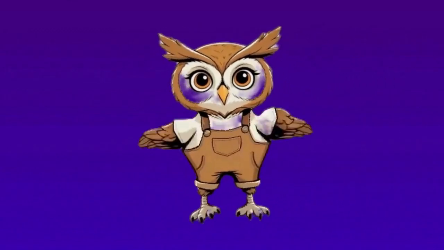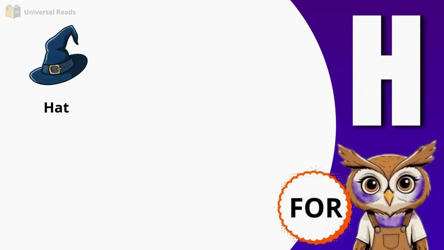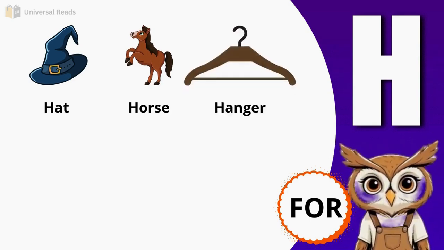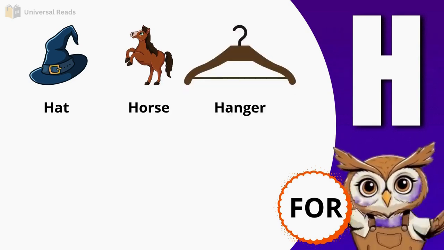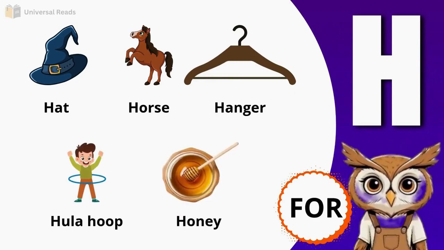Brilliant! Now let's move to the letter H. H is for hat. H is for horse. H is for hanger. H is for hula hoop. H is for honey.